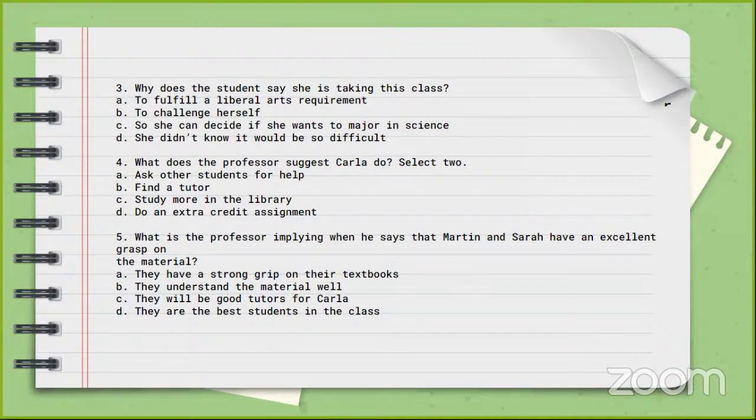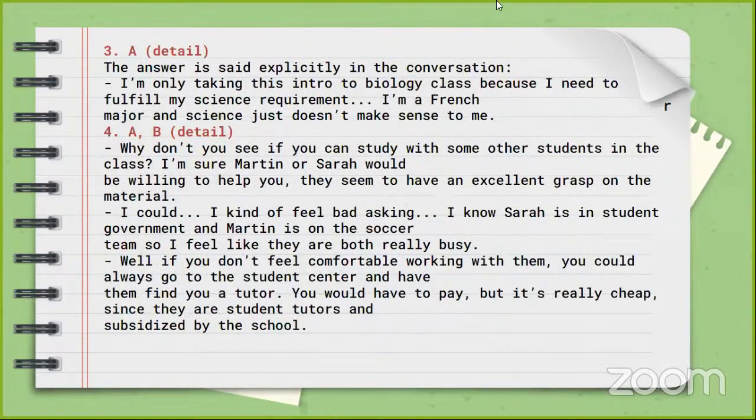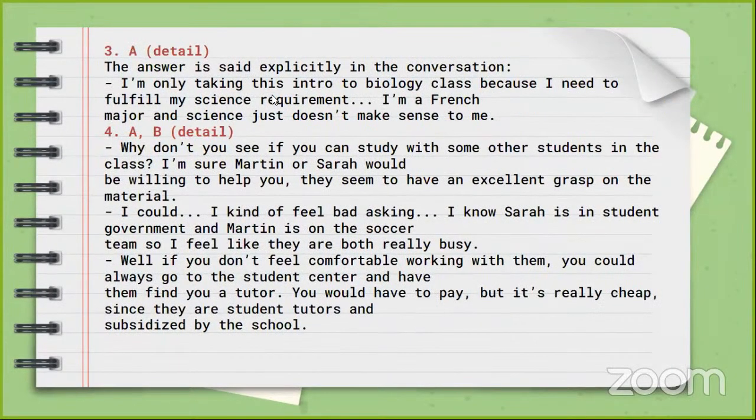No. So, what did she say? Some words that are similar. Let's see. For example: "I'm only taking this intro to biology class because I need to fulfill my science requirement." What was the keyword in this case? Fulfill. So you have to take into account, as I told you, keywords, okay?